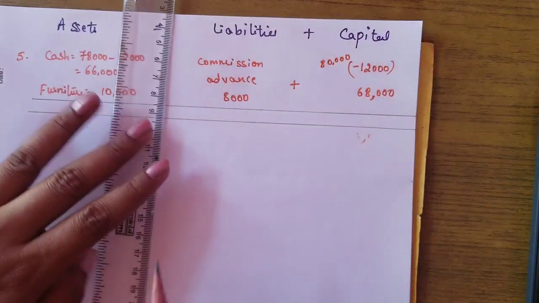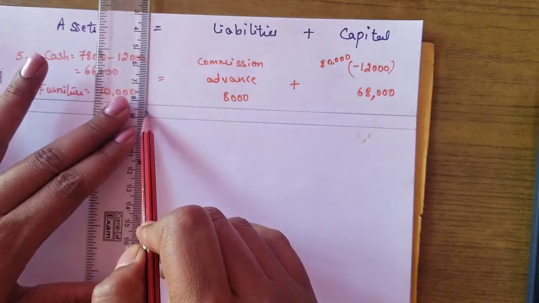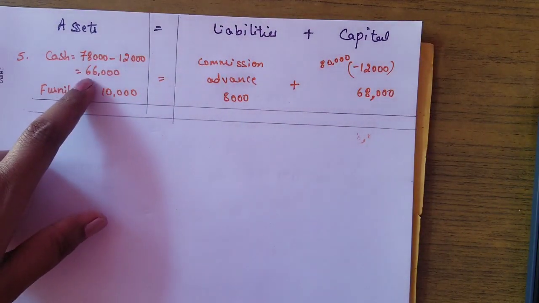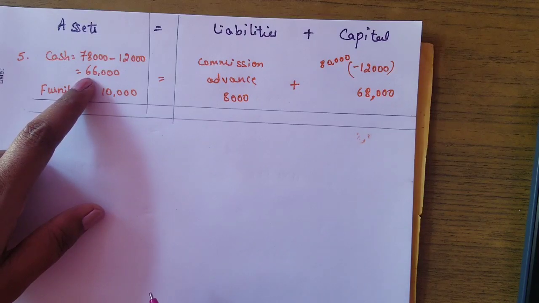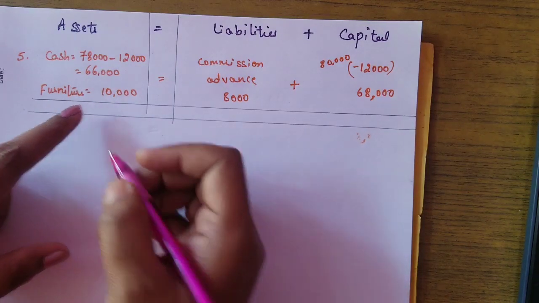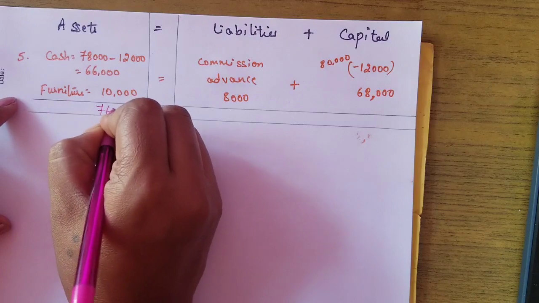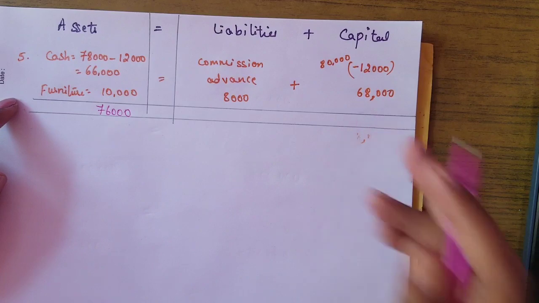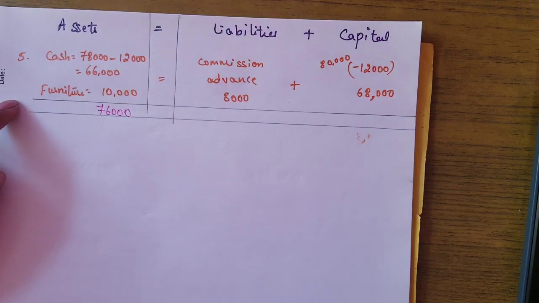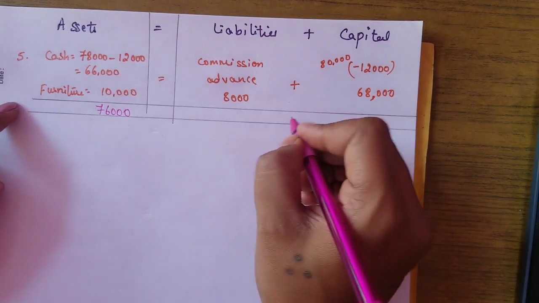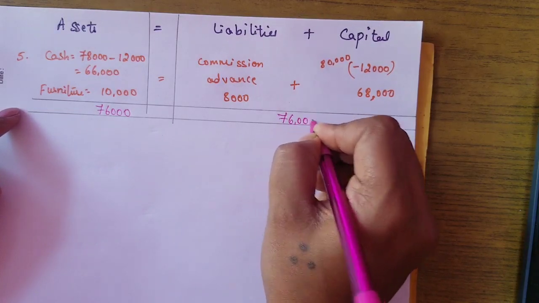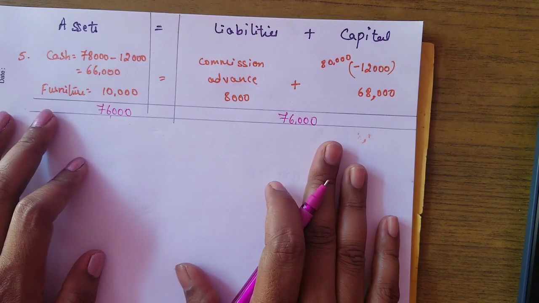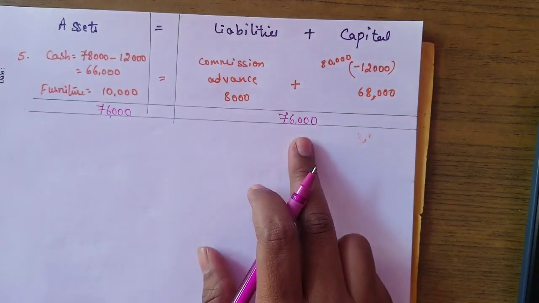Make the total of both sides, whether you will receive the same thing. The total here: 66,000 plus 10,000, it is 76,000. Assets total value is 76,000. Coming here, 68,000 plus 8,000, it is 76,000. So both sides are equal, assets and liability plus capital.